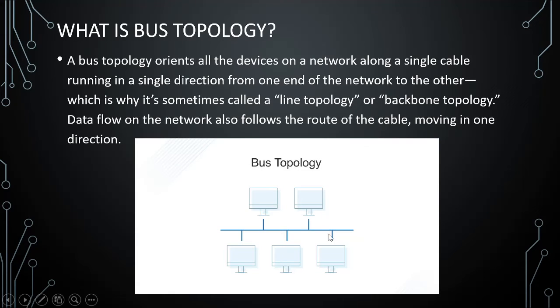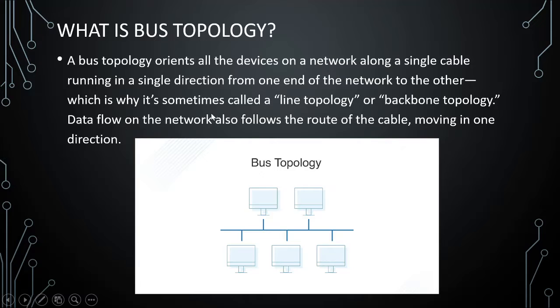Okay, so the next type of topology is the bus topology. A bus topology orients all the devices on a network along a single cable running in a single direction from one end of the network to the other.